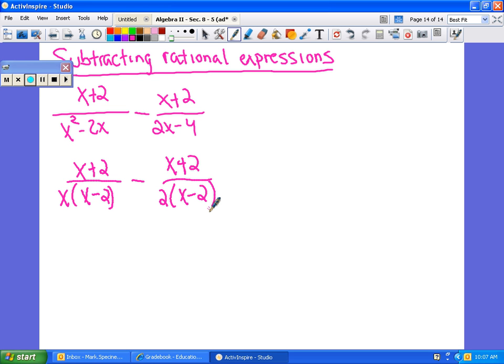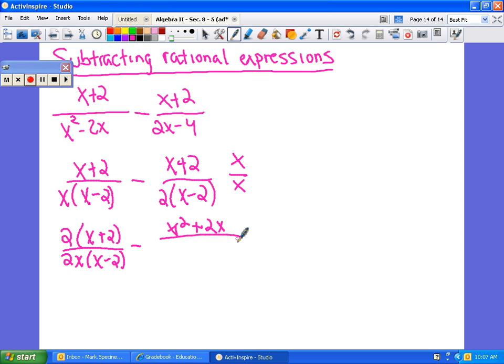This is x times x minus 2. This is 2 times x minus 2. So this fraction is missing 2, and this fraction is missing an x. So I'm going to multiply this by 2 over 2. It's going to give me 2 times x plus 2 over 2x times x minus 2. I'm going to multiply this side by x over x. I'm going to distribute, so this gives me x squared plus 2x, over x times x minus 2. So you can see everything I do is identical.